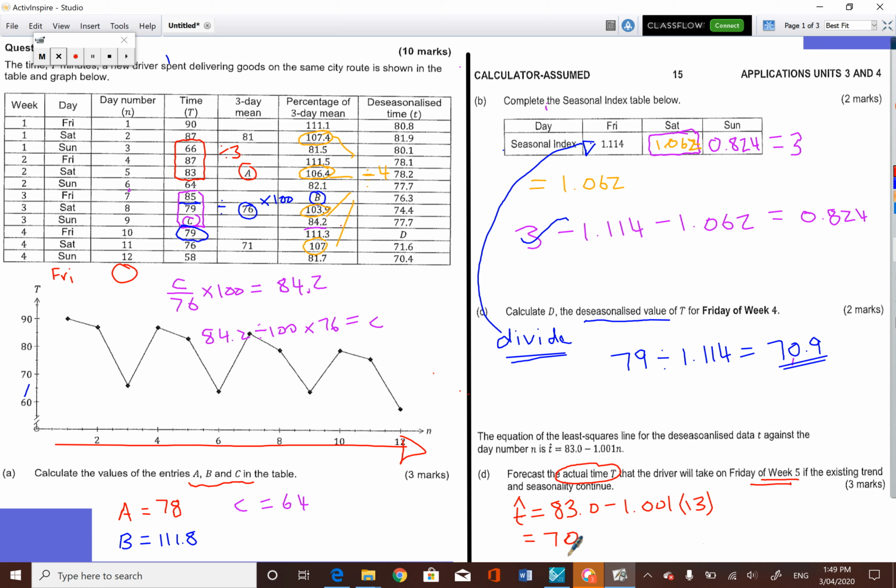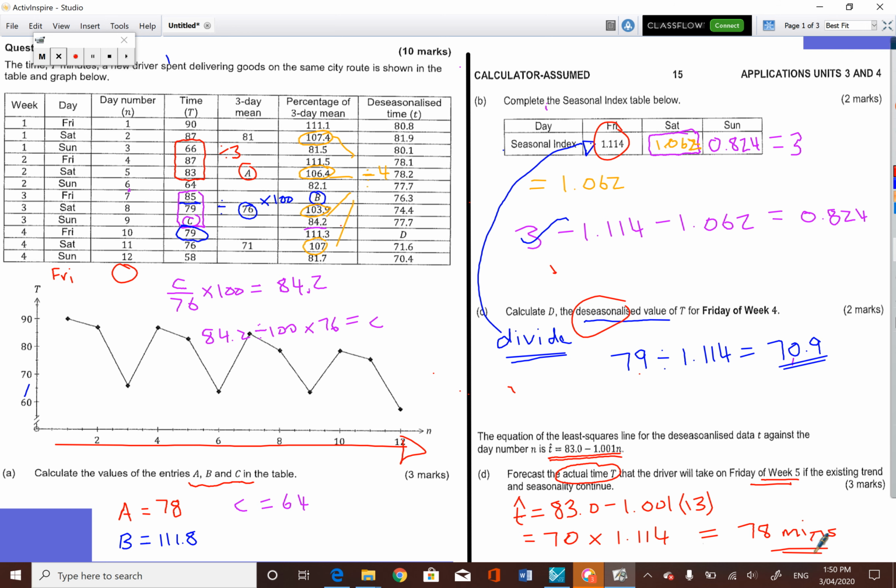So that 70 now is our value, but that's deseasonalized because that's running off this line here, and we know that this line here is our 3-point moving average, or our smooth data. So we want to know what the actual forecast specifically to Friday is, so we need to add our seasonal component in. So we're going to multiply that 70 by the seasonal component to give the actual value, because we know on Fridays traditionally there is more time. So we'll go 70 times by 1.114, which is the opposite to deseasonalizing, which we did here, and when you do that it will equal 78 minutes. Look at that, we have got 10 out of 10.